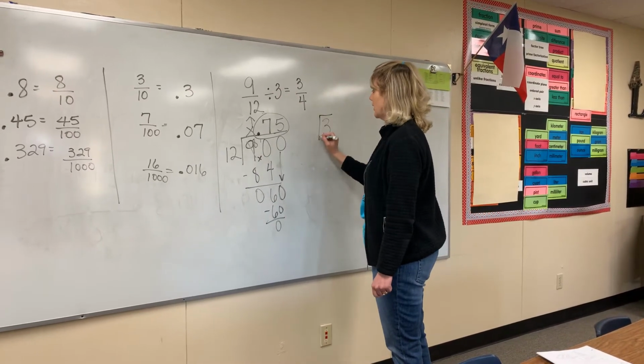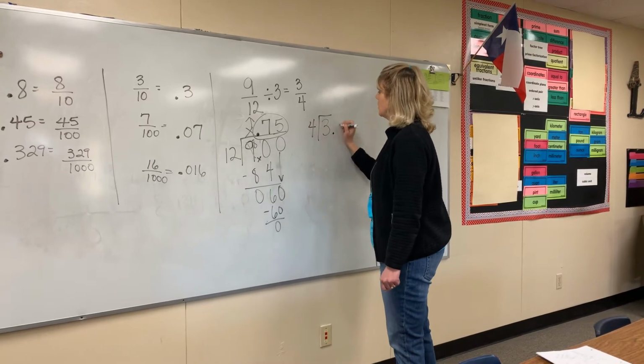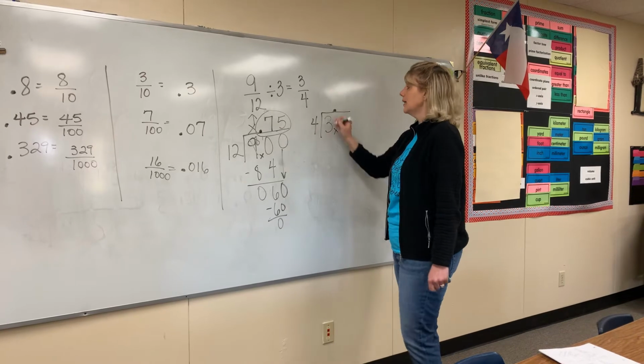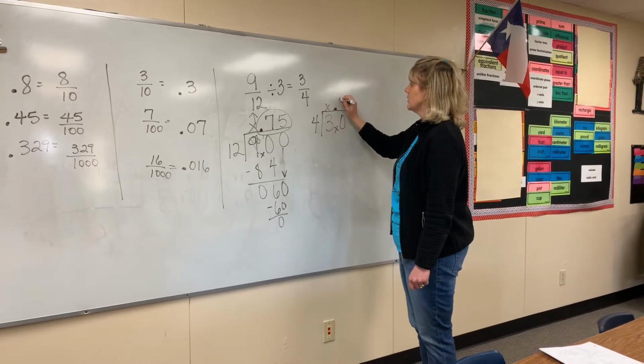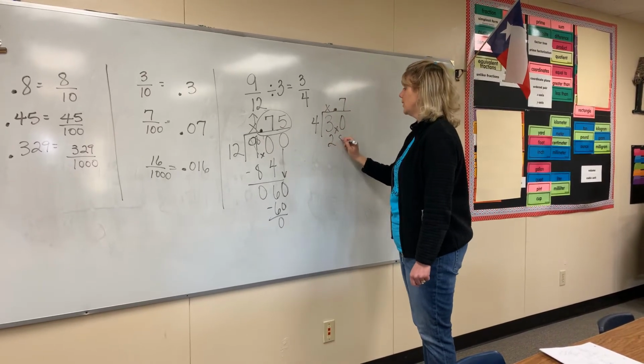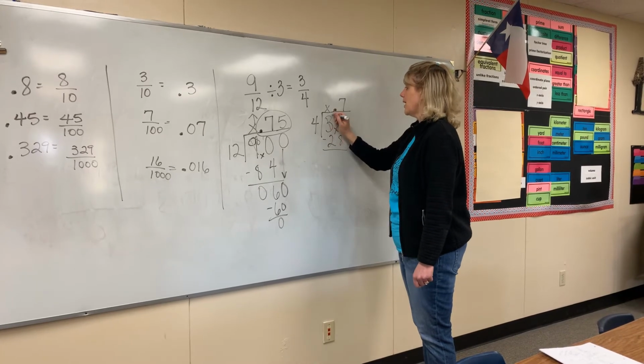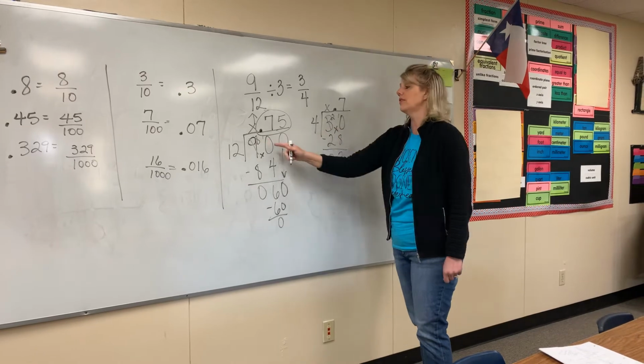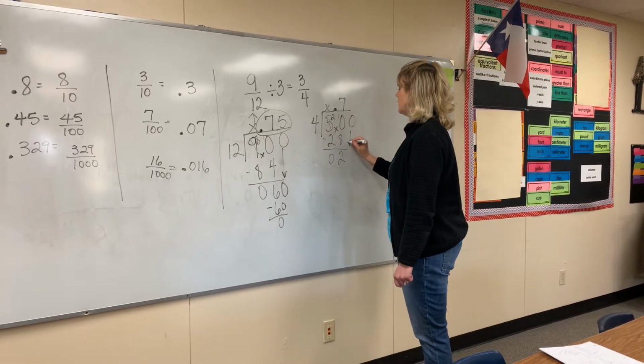So we're going to do 3, put a decimal, put a 0, bring up my decimal. 8 can't go in, it goes in there 7 times, which is 28. You subtract, you get 2. A lot easier math here than this. Well, let's add another 0.